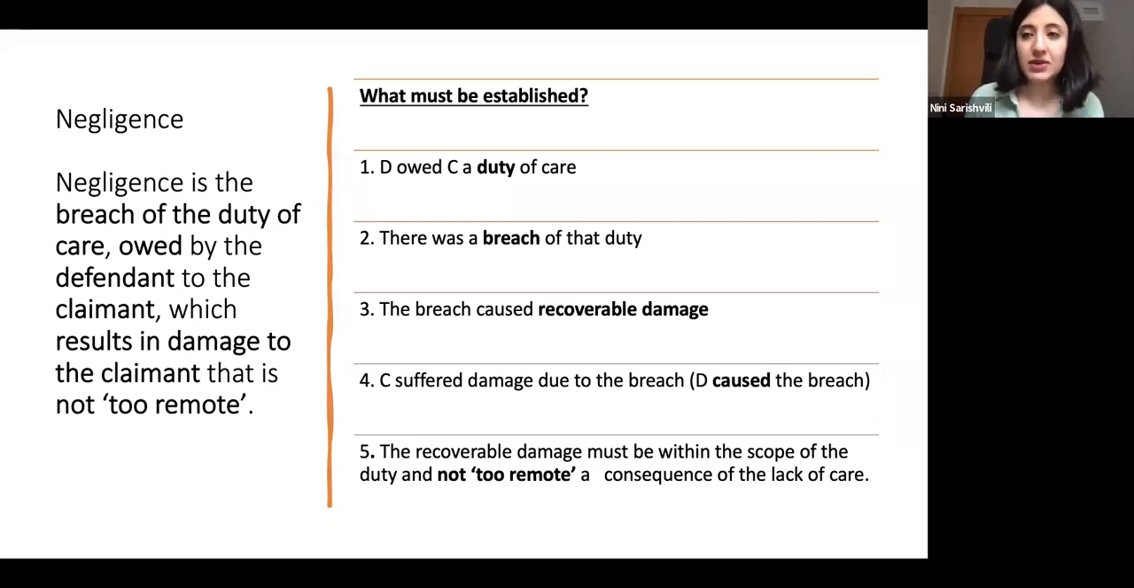Secondly, after duty of care exists, you have to establish that there is a breach of that duty. Thirdly, the breach caused recoverable damage, and the claimant suffered damage due to the breach. And finally, the last requirement is that the damage is not too remote.